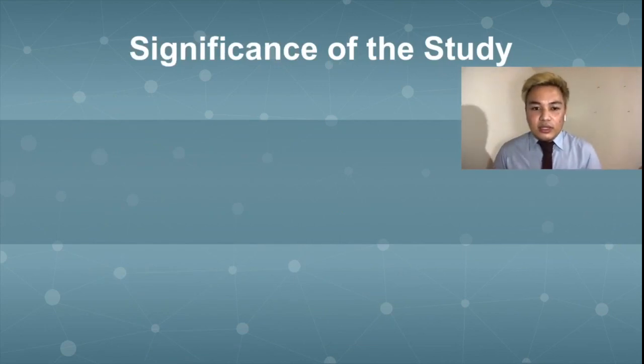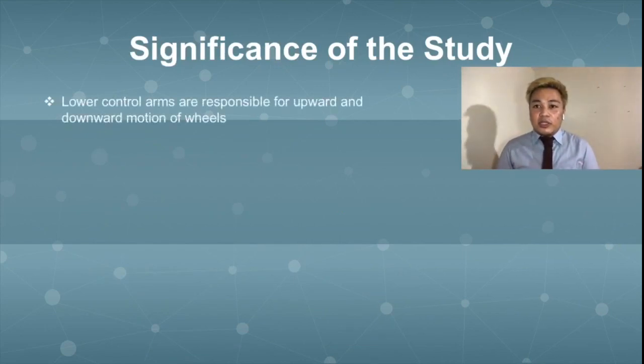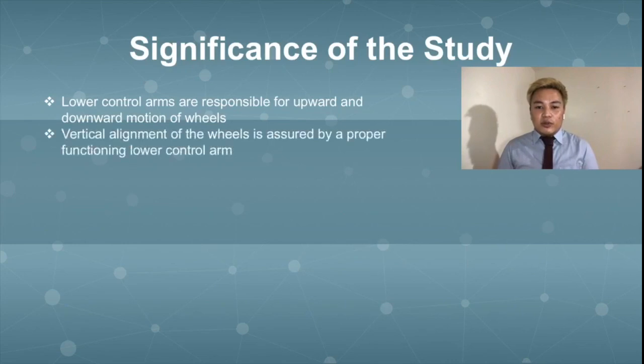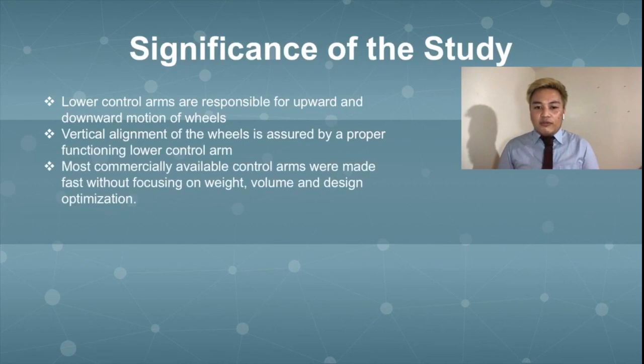So for the significance of the study, lower control arms are responsible for the upward and downward motion of the wheels. Vertical alignment of the wheels is assured by proper functioning lower control arms. Most commercially available control arms were made fast without focusing on weight, volume, and design optimization because creating control arms shouldn't be difficult, right?